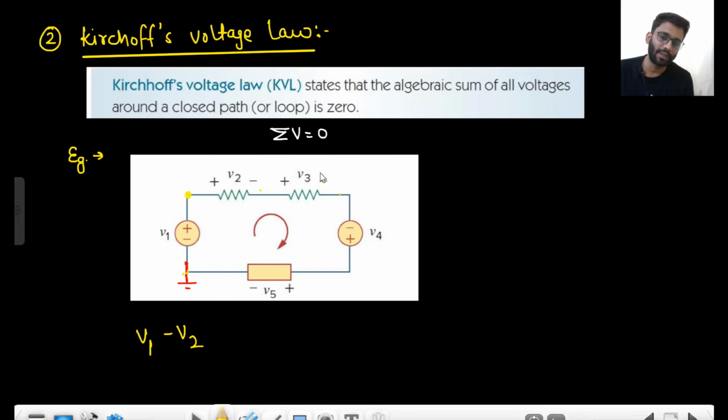Jumped, again jumped, look backward. What is the sign? Negative, minus V3. Again jump and look backward. What is the sign? Positive, plus V4. Jump and again look backward. What is the sign? Negative, minus V5.